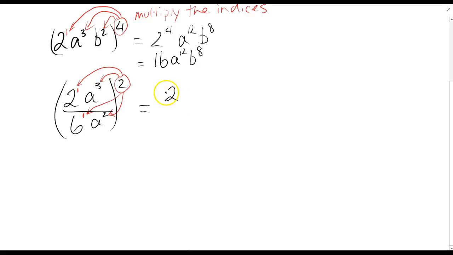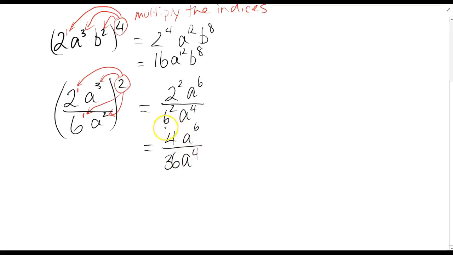So 2 in the top, 1 times 2 is 2, so that's 2 to the power of 2. A, 3 times 2 is 6, over, and then 6 to the power of 1 times 2 is 2, and then a, 2 times 2 is 4, a to the power of 4. So now I've gotten rid of the bracket and brought that index through. Now I just need to simplify what I've got here. So 2 squared is 4. A to the 6 over 6 squared is 36, and a to the 4.